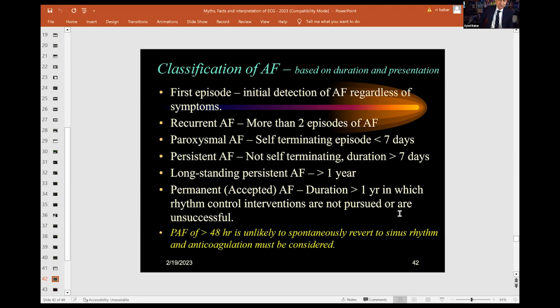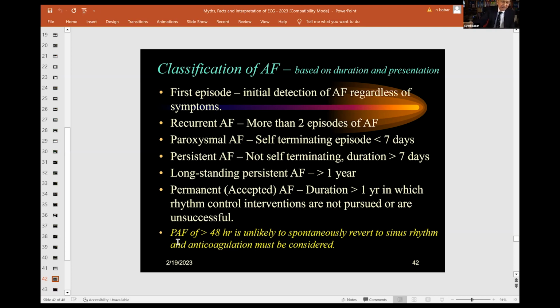Classification of AF. With the first episode, if it is discovered, you call it AF. If this is recurrent AF, then there are 2 or more episodes. Paroxysmal AF: self-terminating episode in less than 7 days. Persistent AF: not terminating and lasting beyond 7 days. Long-standing AF is when it has lasted for a year. Permanent AF: when a person doesn't want any treatment and it has gone on for 1 year, in which rhythm control interventions are not used.